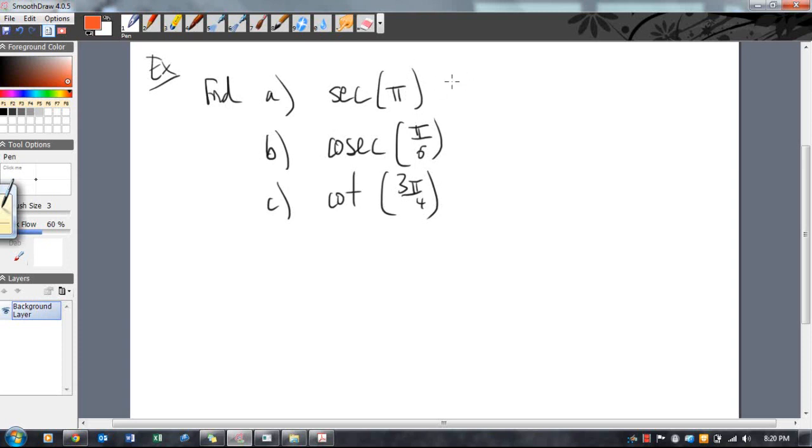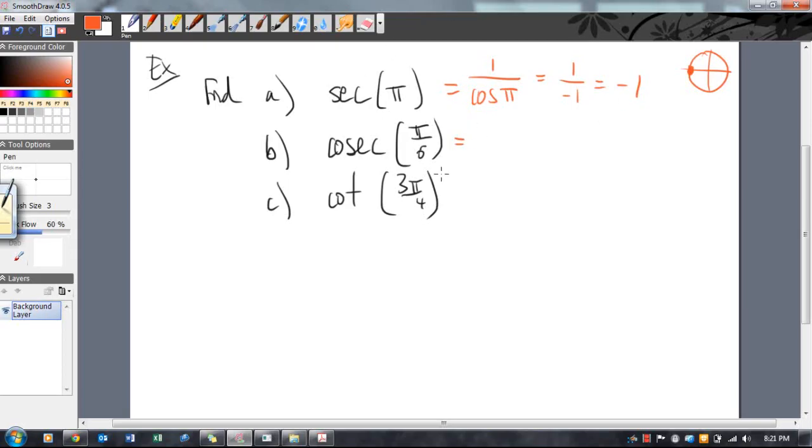So sec pi is equal to 1 over cos pi. What is cos at pi? Let me draw my little circle. So pi is here. What's the value of cos there? Cos is equal to -1, so that's 1 over -1, which is equal to -1. Great. So sec pi is equal to -1.